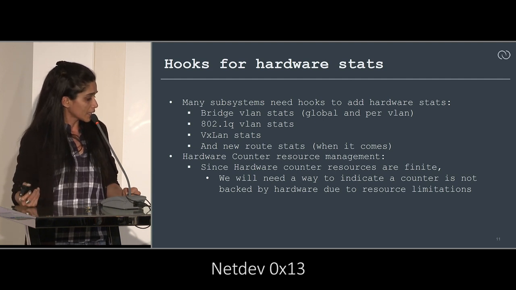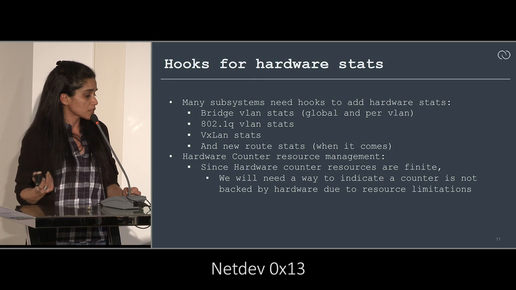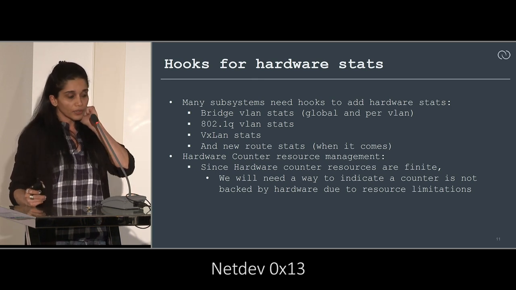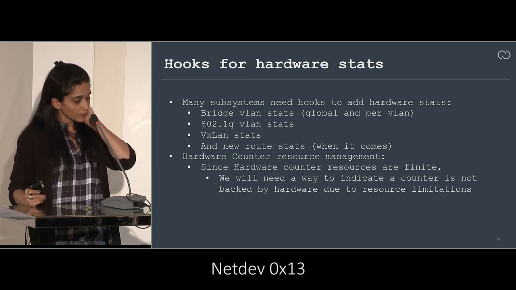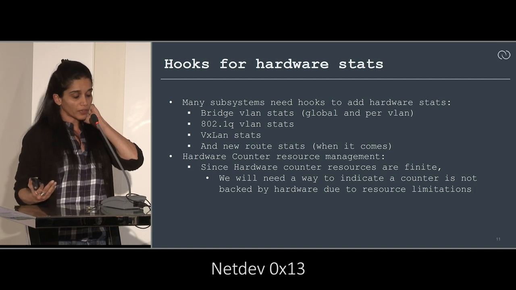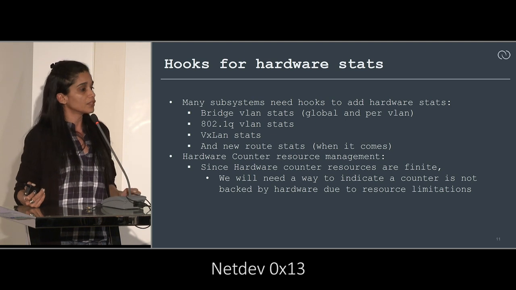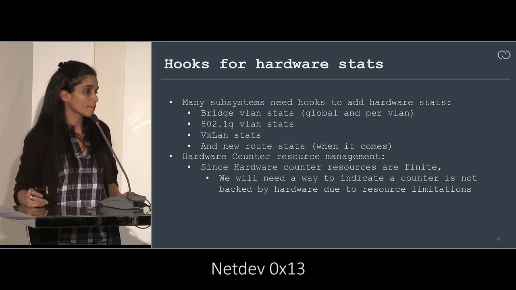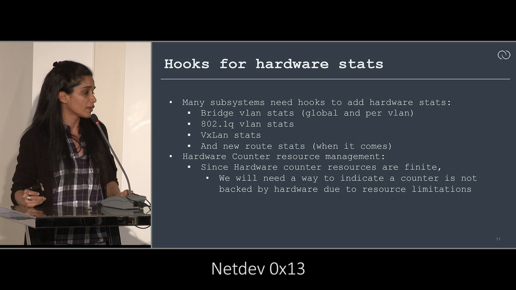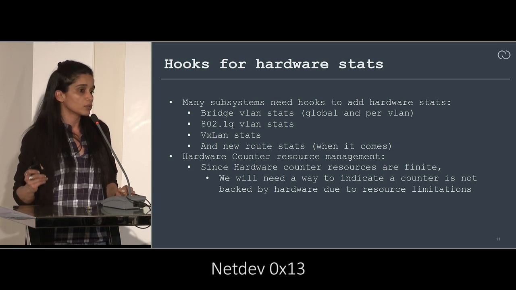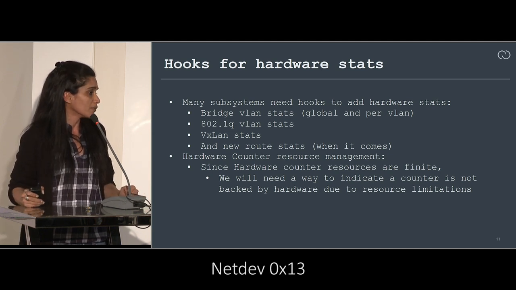And for new route stats, of course, when you have hardware counter resource management, when the software counter is backed by a hardware counter, you will need some way to say that a particular hardware counter resource is not available. I think Yaqub's patches deal with some of that, with partial stats from hardware or no stats from hardware and so on. So some of that infrastructure can be used here.